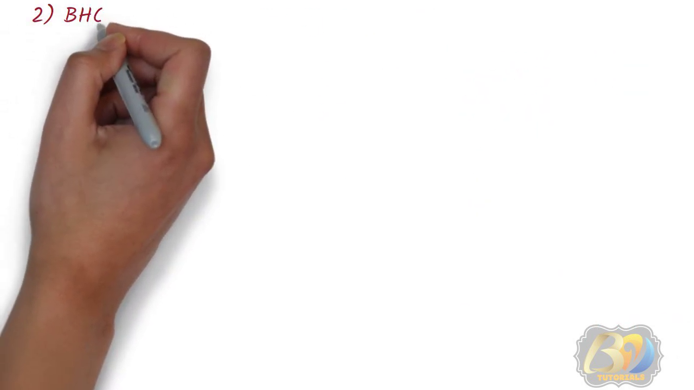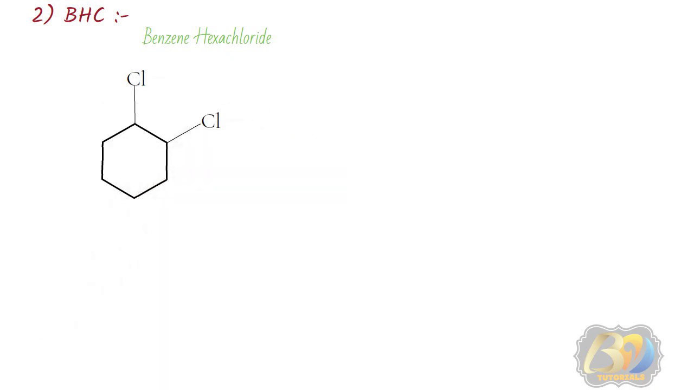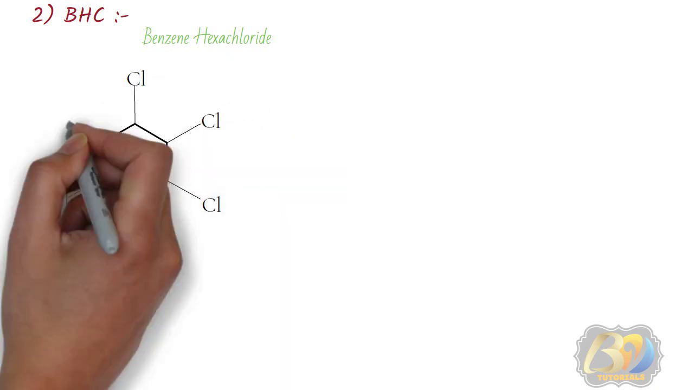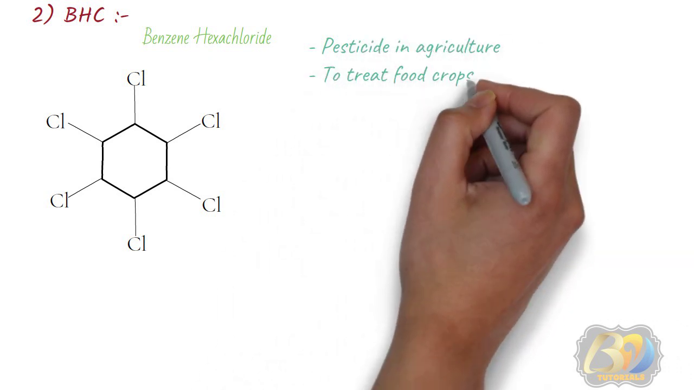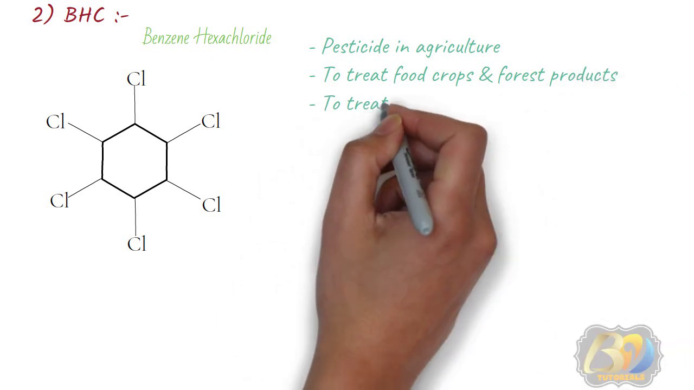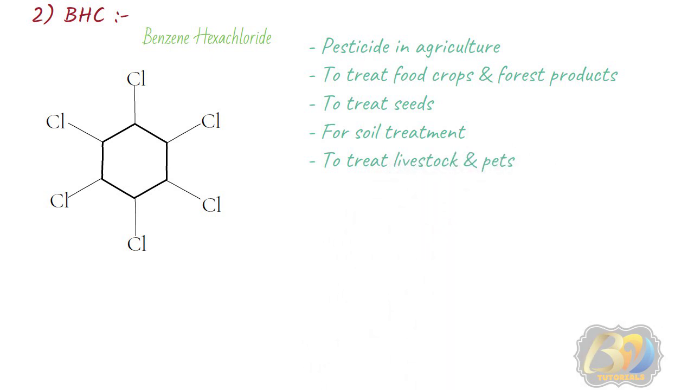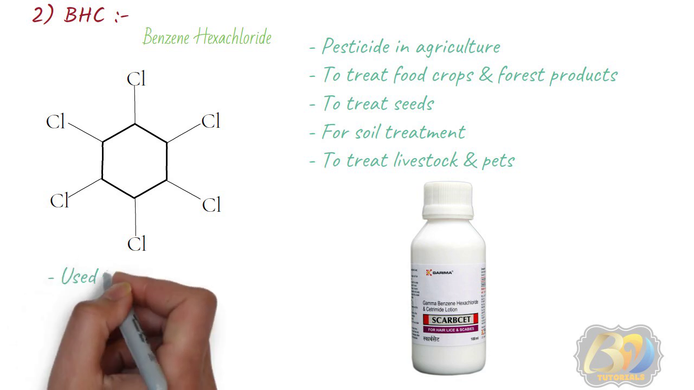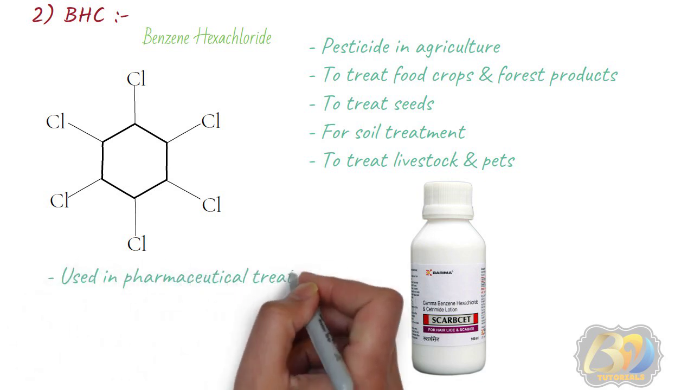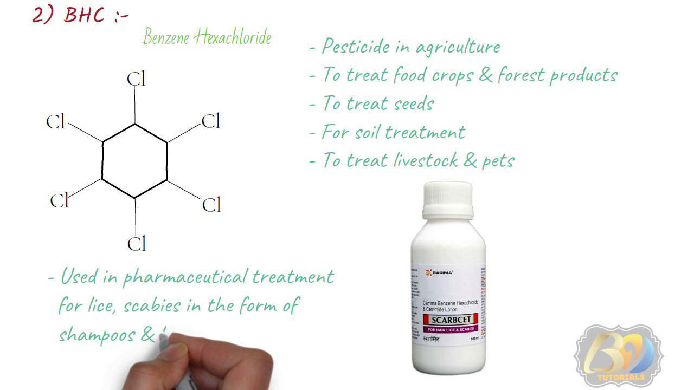Next compound is BHC, that is benzene hexachloride. Here is the structure for benzene hexachloride. It is used as a pesticide in agriculture. It is used to treat food crops and forest products. It is also used to treat seeds. It is mostly used for soil treatment. In livestock and pets treatment, it is mostly preferred. In the pharmaceutical field, it is used for lice and scabies treatment in the form of shampoos and lotions.